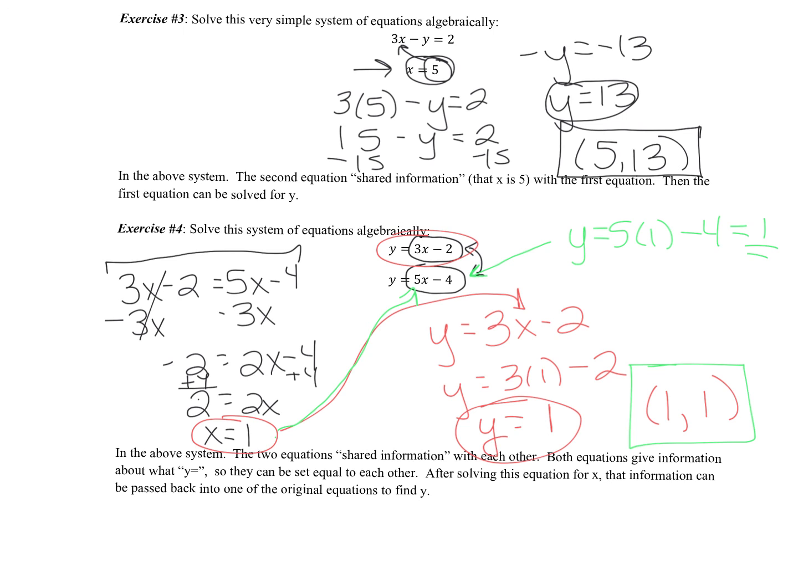So it says in the above system, the two equations shared information with each other. Both equations give information about what y equals, so they can be set equal to each other. After solving this equation for x, that information can be passed back into one of the original equations to find y.